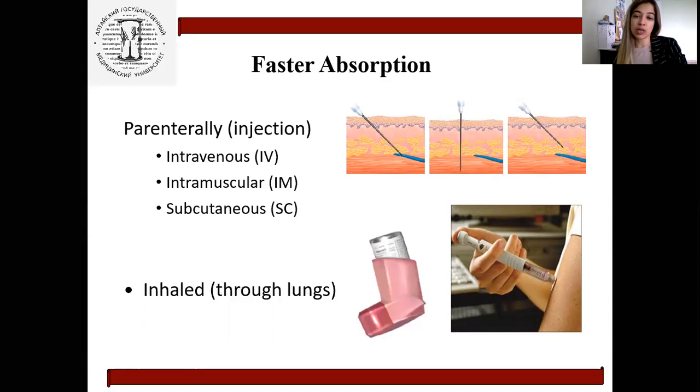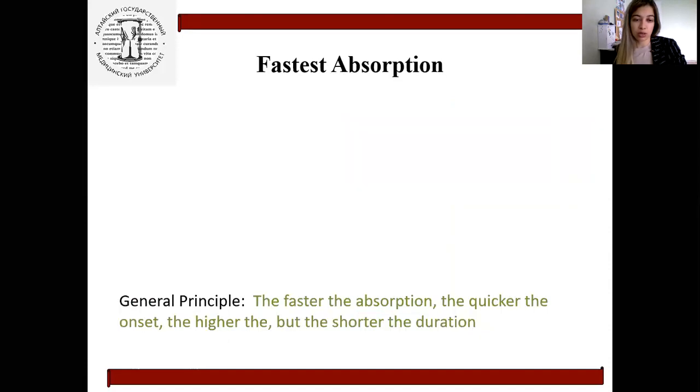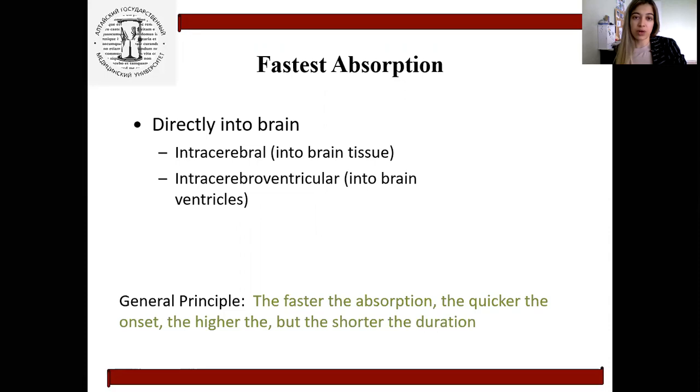And also some drugs can be inhaled like an aerosol, for bronchial asthma treatment, for example. So you also don't have time for absorption. You want something very, very quick. So you can inhale the drug directly to the lungs. The fastest variants: for example, if you want to affect the brain, you can deliver the drug directly into the brain, intracerebral or intracerebroventricular, into brain ventricles or brain tissue. Actually, I don't think that this is a very popular type of administration, but maybe sometimes in the hospitals.